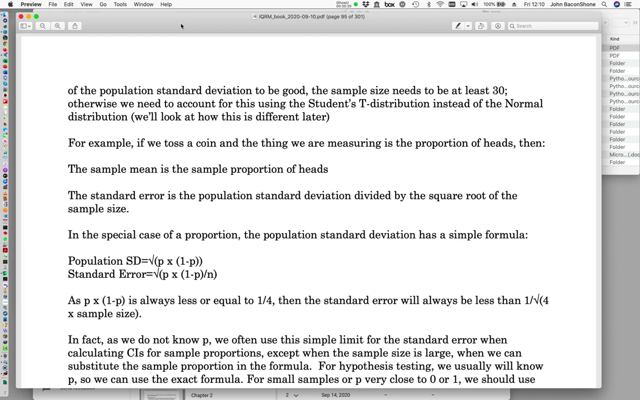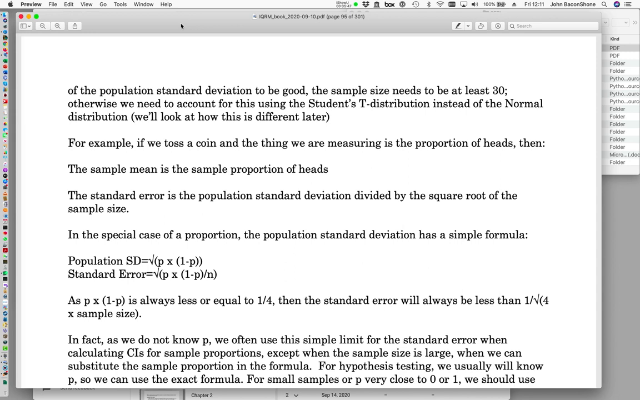So it turns out in this special case of a proportion, we know what the population standard deviation is in terms of the population mean. The population standard deviation is the square root of p times 1 minus p, where p is the proportion of heads. So the standard error is the square root of p times 1 minus p over n.